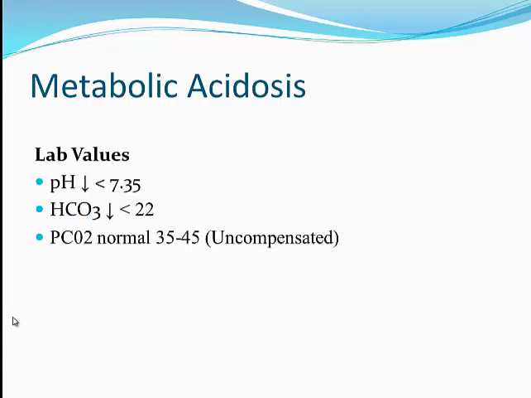Metabolic acidosis. So we know that it's acidosis because we have a pH that's less than 7.35. We have a bicarbonate that's less than 22. And we have a PCO2 that's normal, 35 to 45, so we know it's uncompensated.